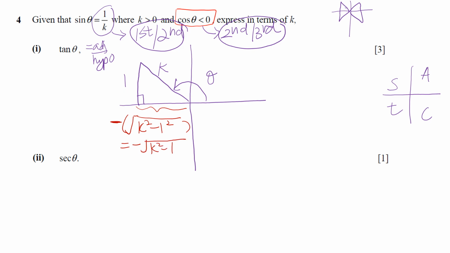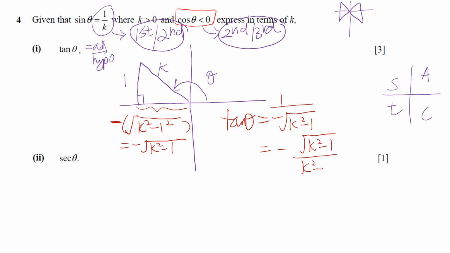All right, so with that, we can find our tangent theta. So our tangent theta is O over A, opposite, which is 1. Adjacent is negative square root k squared minus 1. Usually we will not leave the answer as such. We need to rationalize it. So if you rationalize it, you will get negative square root k squared minus 1 over k squared minus 1.